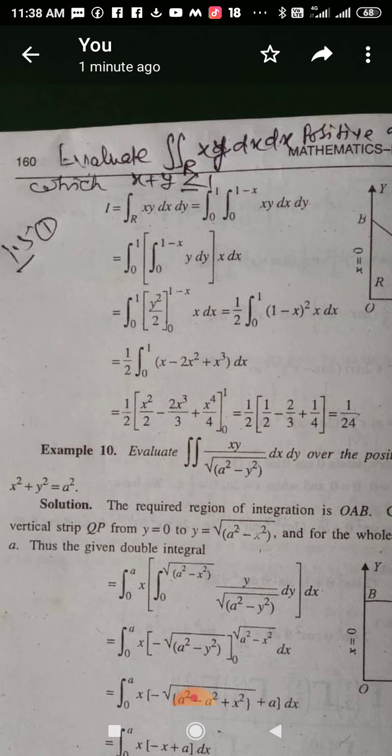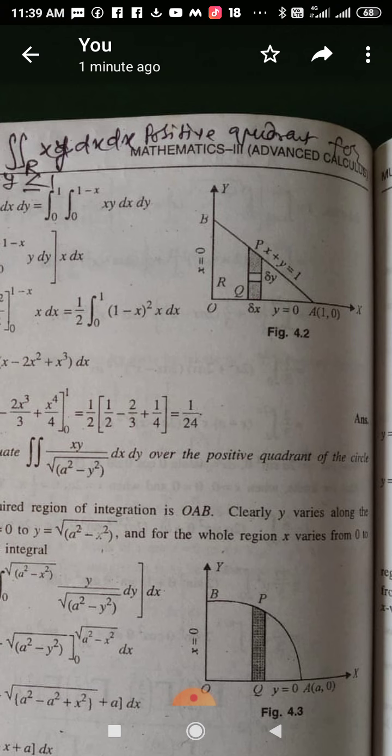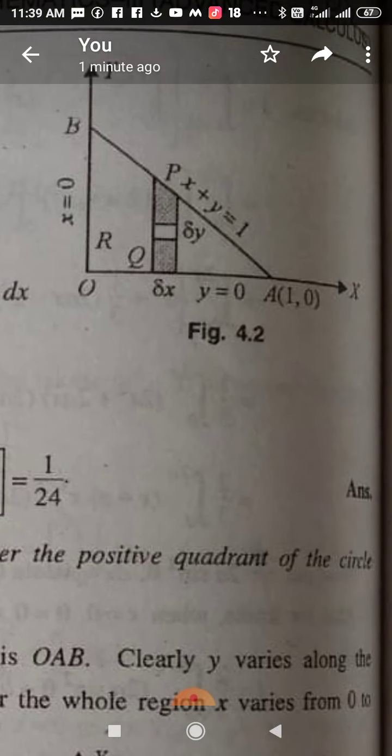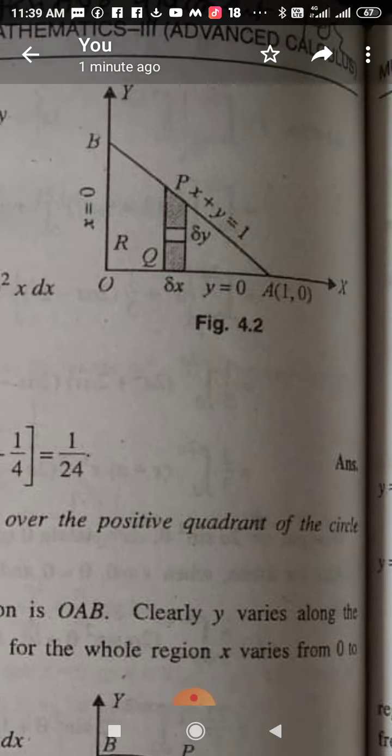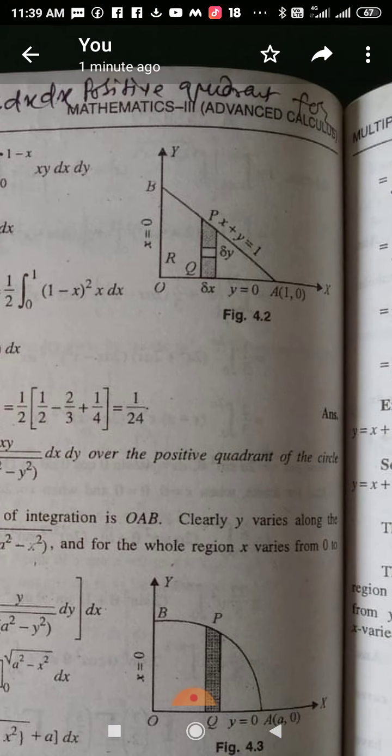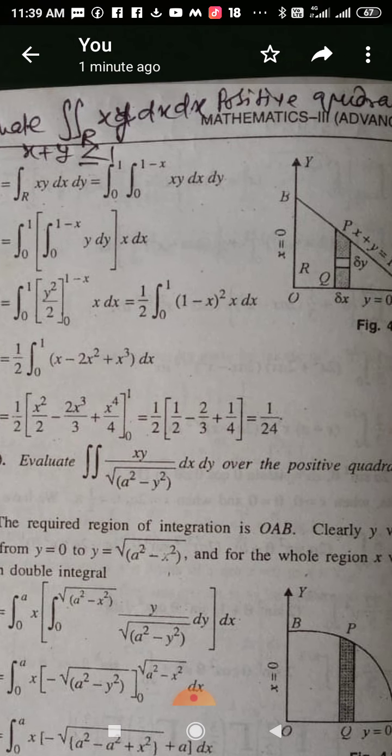So in order to evaluate this integration I equals double integral of xy dx dy, first of all we have to put the limit of x from 0 to 1. It is because on the x axis the strip lies between x equals 0 and x equals 1. This strip lies between point O and point A. The strip can vary, move from O to A. So the limit will be 0 to 1.